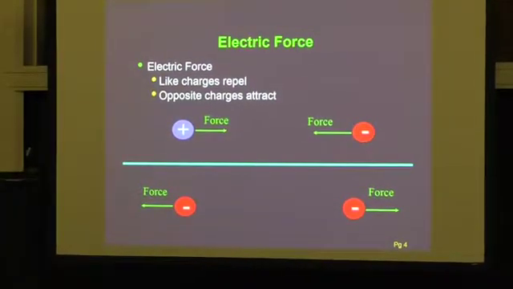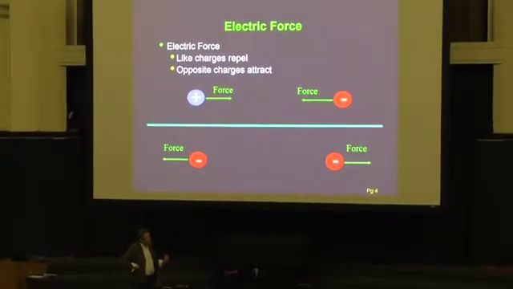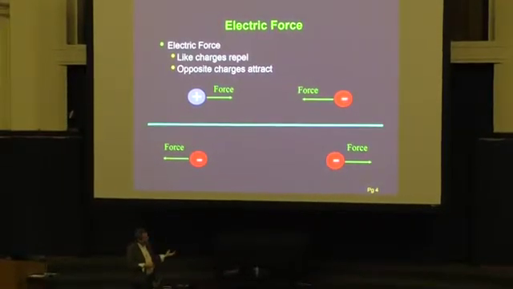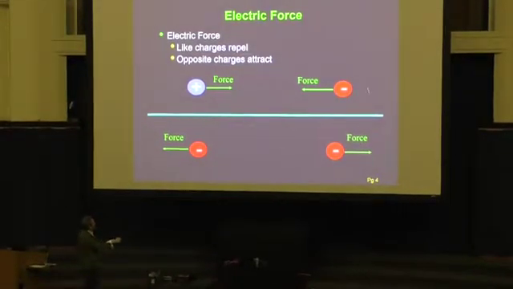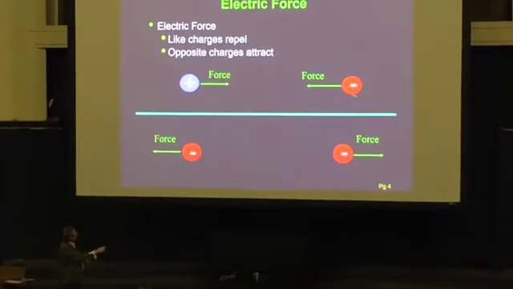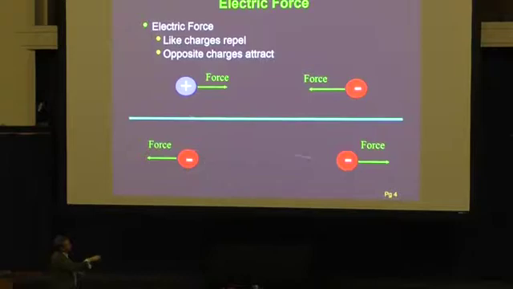So the key that we're going to use here is this idea right here. This is one of the fundamental things with our electric force. Like charges repel, so if I have 2 negatives, they're going to repel each other, and opposite charges attract. And the force will be along the line connecting the 2 charges. Okay, that's basically all we need to know to start understanding this stuff, at least on a conceptual level.